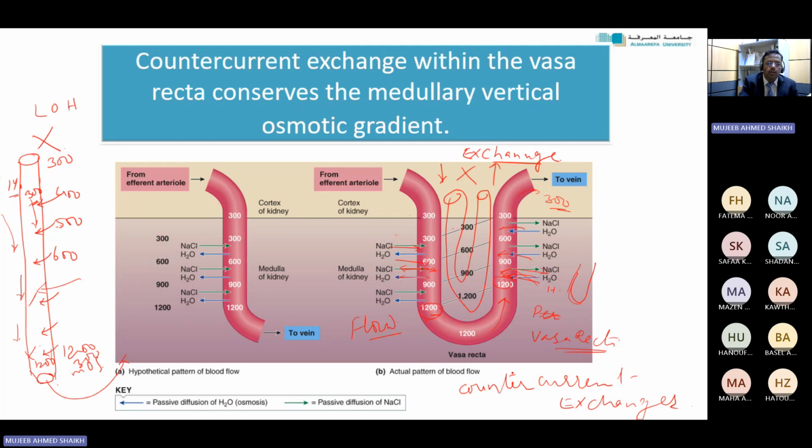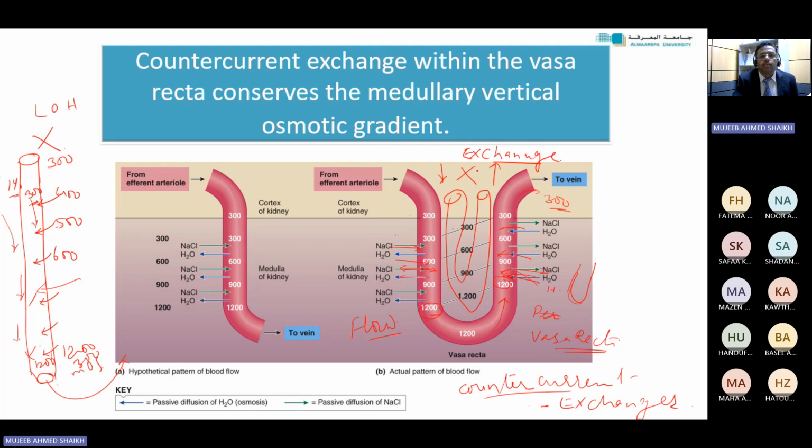Remember, two different terminologies. Countercurrent is the same, flow is in two opposite directions. But one is an exchanger, another one is a multiplier. So the multiplier is the loop of Henle, whereas the countercurrent exchanger is the vasa recti.